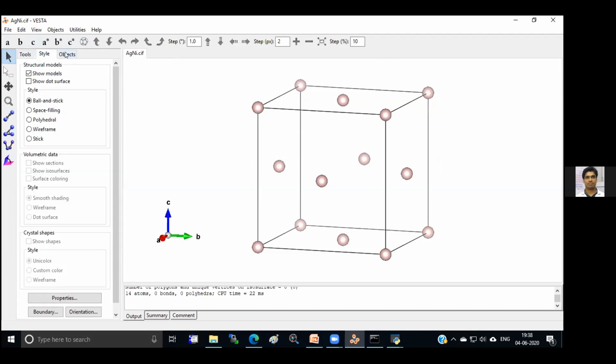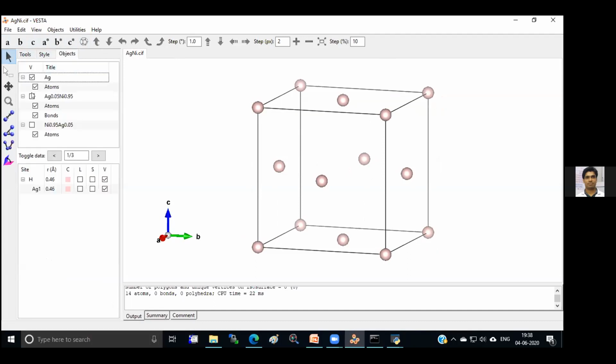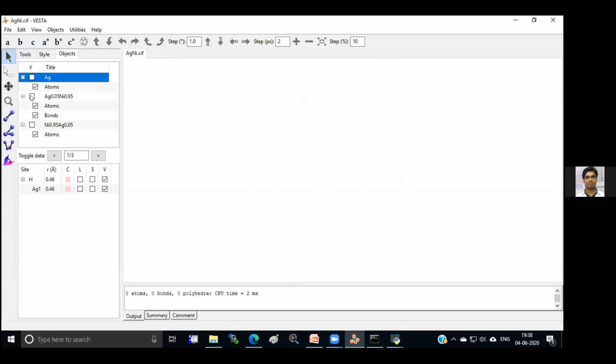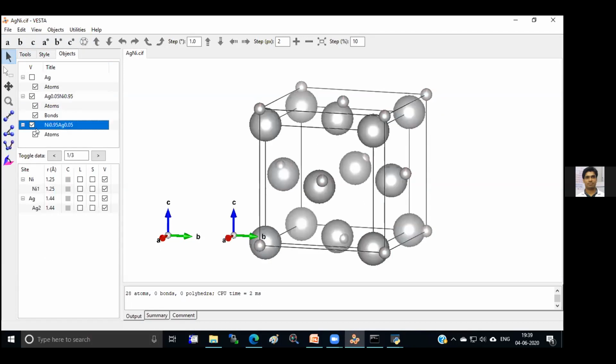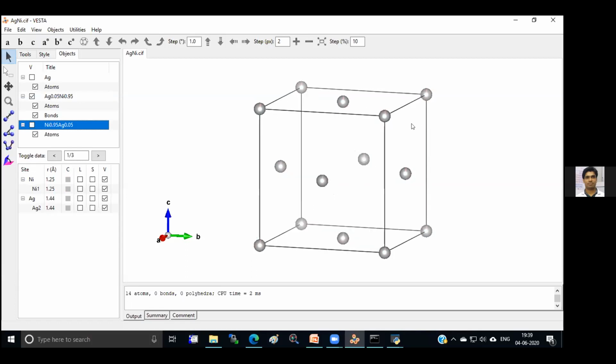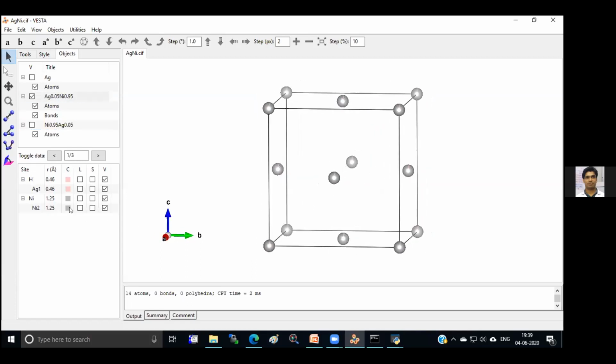By going to the object section, you can check the phases. Right now it is showing the silver phase because the silver phase is checked. I'm unchecking it, and checking this section, which is the alloy phase. There are two alloy phases. If you check two phases together, you will get a complex structure, so avoid doing that. Take only one phase. So here it is.